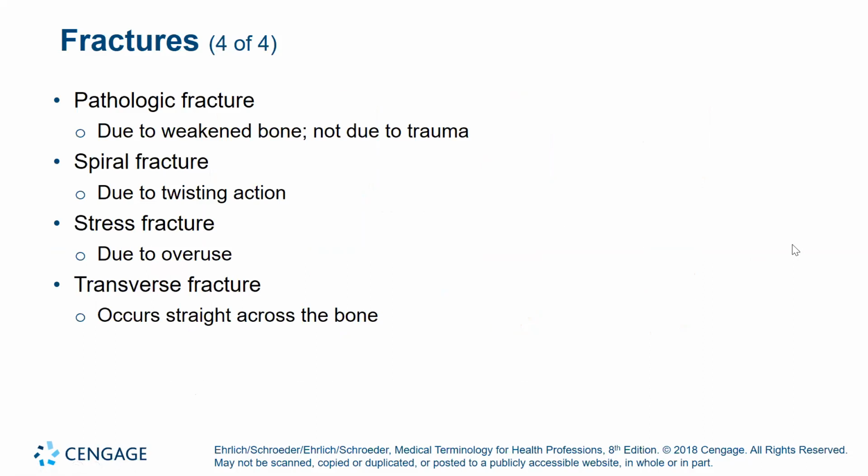Continuing with fractures, we have pathological fracture due to weakened bone. It is not due to trauma, it's just that the bone is so weak. We have a spiral fracture due to twisting action, stress fracture due to overuse, and then transverse fracture. This transverse fracture just occurs straight across the bone.